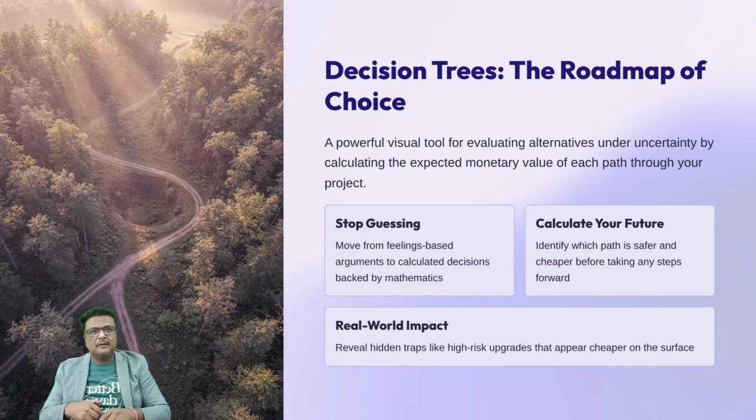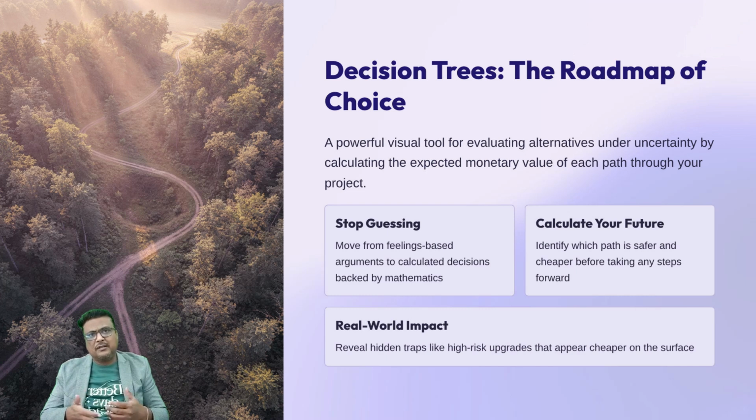Hello everyone. Today we are looking at one of the most powerful visual tools in a risk manager's toolkit, decision tree analysis. Formally, this is a diagramming and calculation technique for evaluating several alternatives under uncertainty by calculating the expected monetary value of each available path through the project. In plain English, this is the roadmap of choice. It helps you look at a fork in the road and figure out which way is safer and cheaper before you ever take a step.